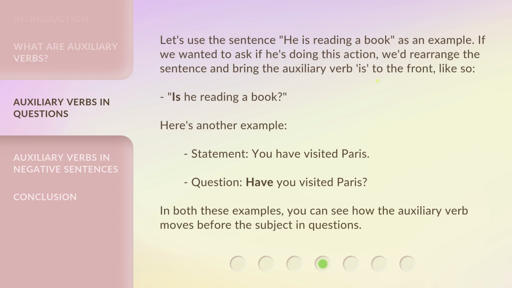If we wanted to ask if he's doing this action, we'd rearrange the sentence and bring the auxiliary verb, is, to the front, like so. Is he reading a book? Here's another example. Statement: You have visited Paris. Question: Have you visited Paris? In both these examples, you can see how the auxiliary verb moves before the subject in questions.